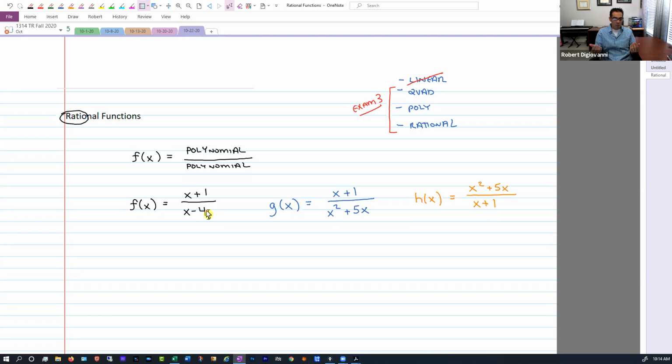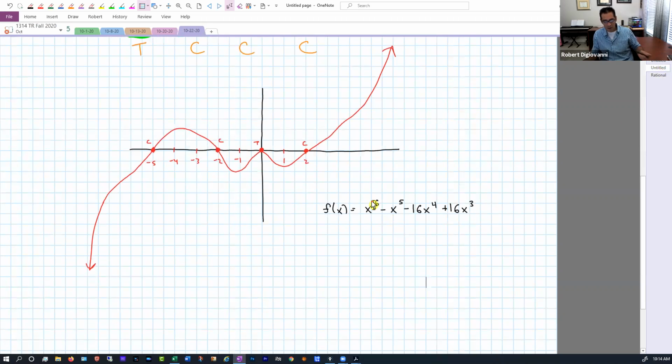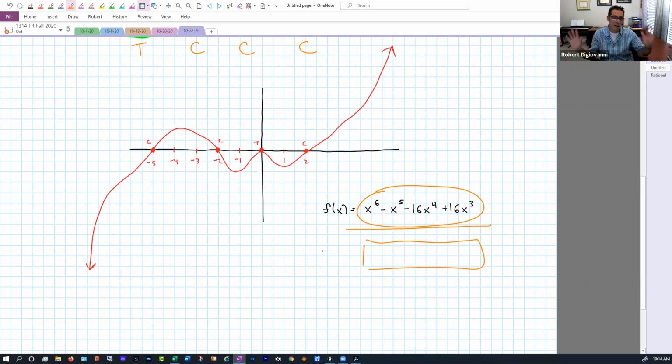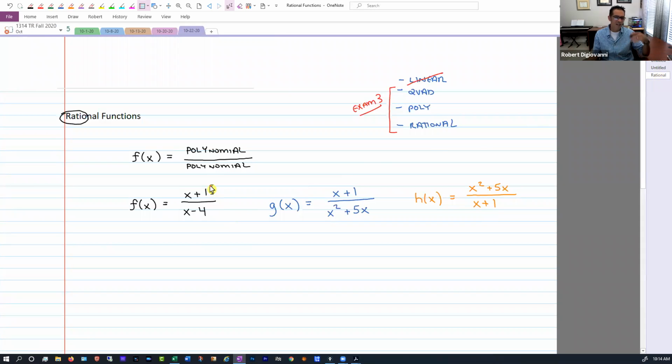Now, I'm going to keep it simple here. I'm not going to get crazy. I'm not going to give you a problem where I put something like this right here and then divide that by something just as big and ugly. That's not going to happen. I'm going to keep it very basic. It's going to be linear stuff and quadratic stuff. That's about it. I'm not going to go any crazier than that. That'll help you.